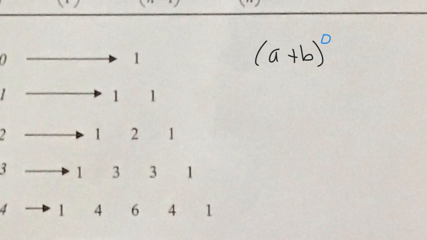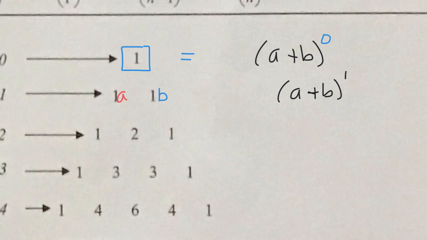Anything raised to the 0 power is 1. Okay? So anything raised to the 0 is 1. And then he did a plus b to the first power. And anything raised to the first power is itself. So there are how many a's? And how many b's? 1a and 1b.